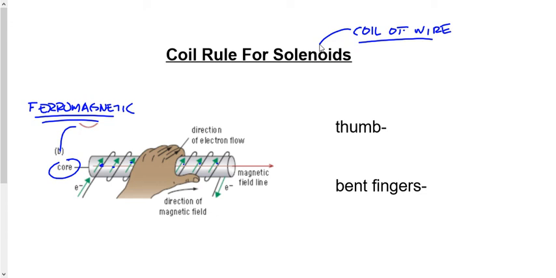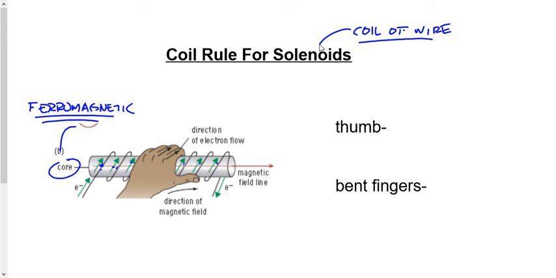All right, so we're going to learn a new rule right now that's used to find the polarity of this coil. We could find the direction of the magnetic field around one particular section of wire using the wire grasp rule, but there's an easier way to deal with this, and that is using this new rule that we call the coil rule for solenoids. But it's going to be a little bit confusing at first because it's exactly opposite to the wire grasp rule.